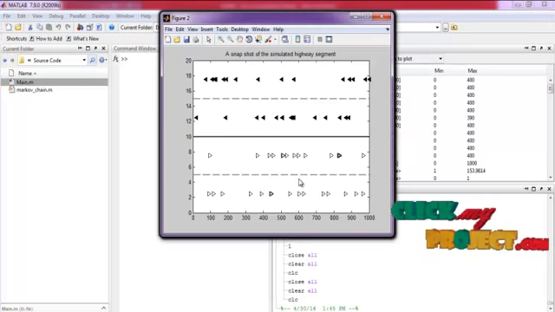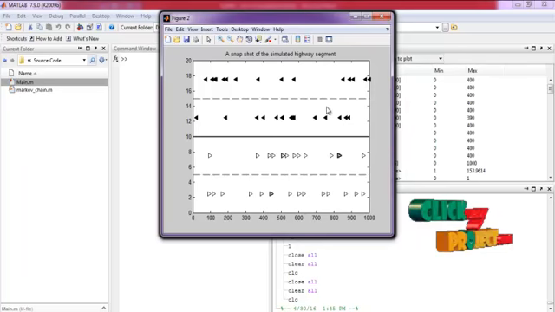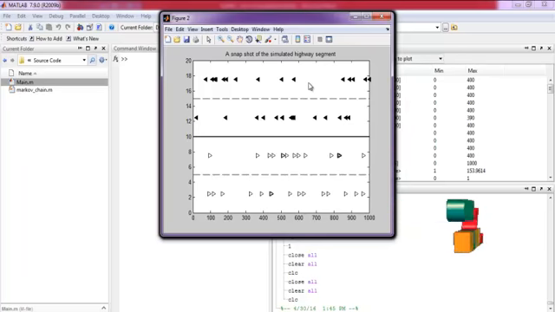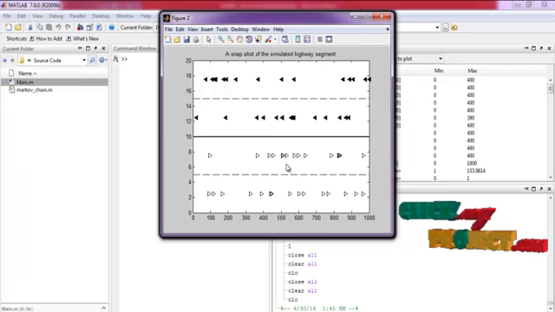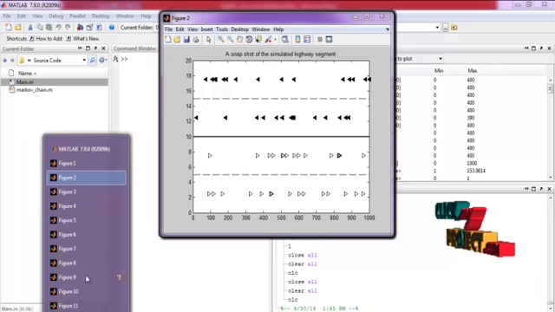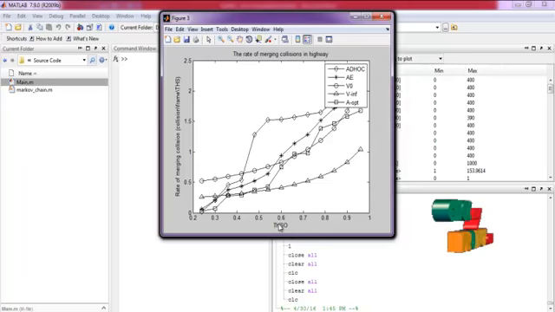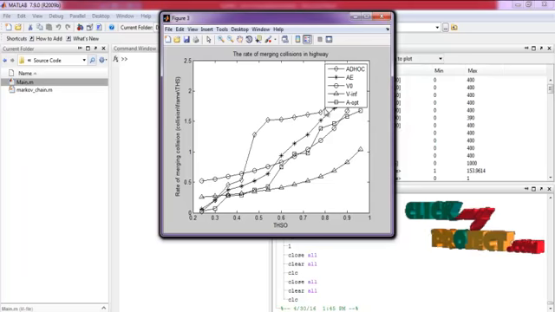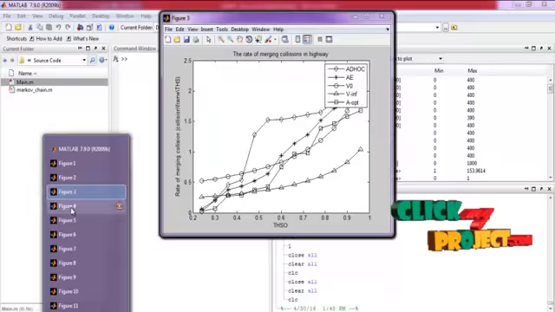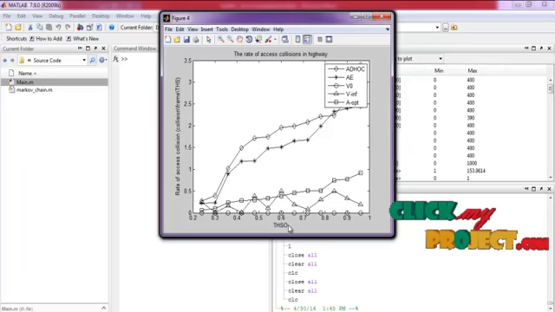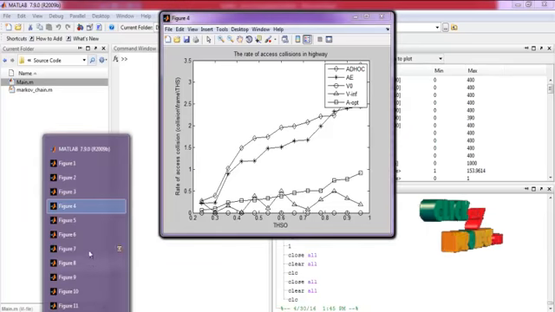This is the snapshot for the simulated highway segment. These are the left and right directions for our vehicle movement. And this is the rate of merging collision by varying the THSO for our existing and proposed system. This is the rate of access collision by varying the THSO for our existing and proposed systems.